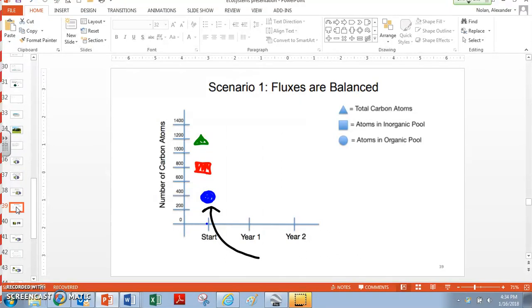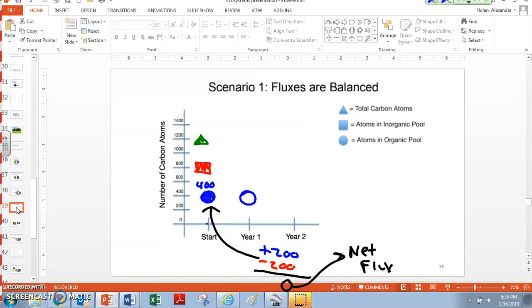organic is going to gain 200 pounds of carbon, and it's going to lose 200 pounds of carbon. So what I'm doing right now is taking the fluxes that I have given to you and adding them up. If you add those up, you get 0. This 0 is your net flux. Okay, so our change in this pool is 0. So what happens when I add 400 and 0? Well, at the end of that year, we're going to have the same amount that we started with, because 400 plus 0 equals 400.